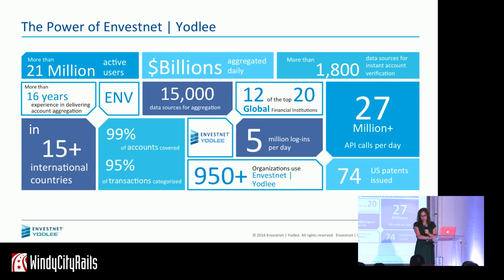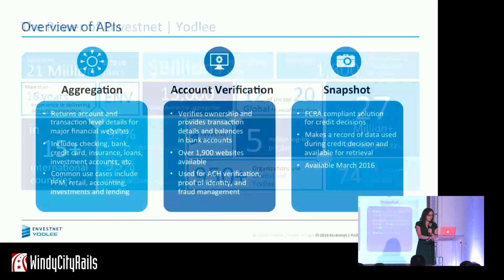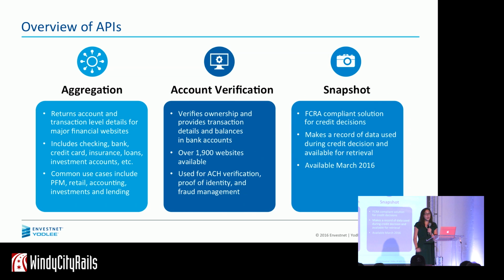You can see here we have over 27 million API calls a day. We work with over 15,000 data sources, and we are in over 15 countries. And now you can just see a quick overview of our APIs. We have 3 APIs that we have available for startups.